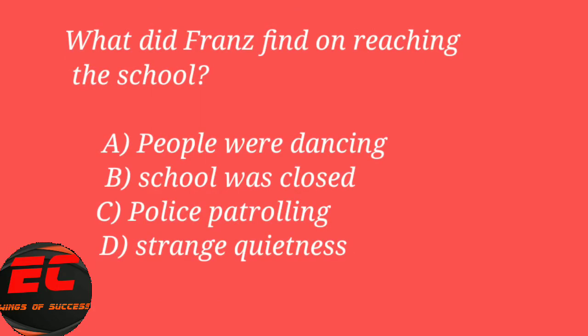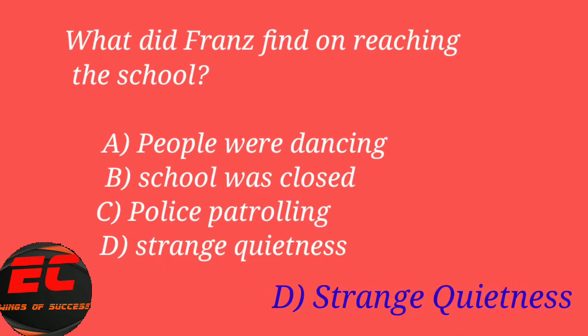Next, what did Franz find on reaching the school? Four options. Option A, people were dancing. B, school was closed. C, police patrolling. D, strange quietness. So the correct answer is option D, strange quietness.